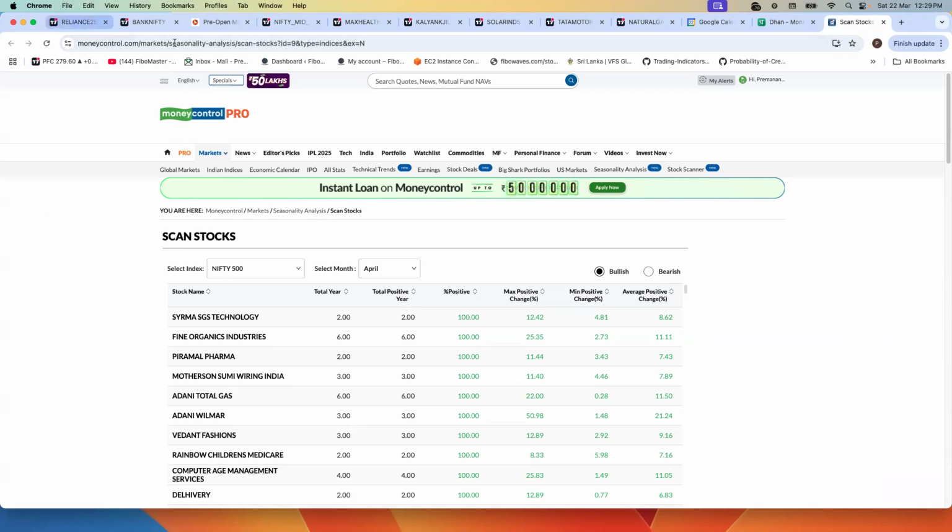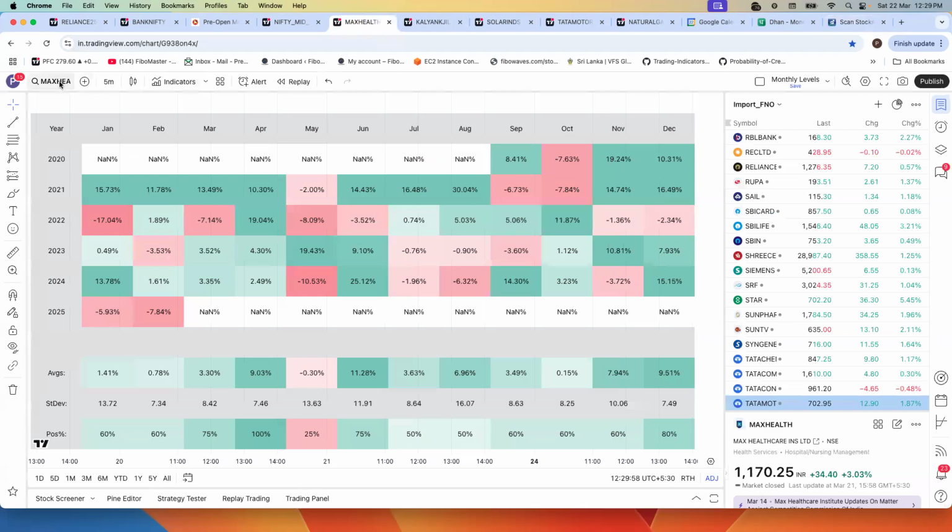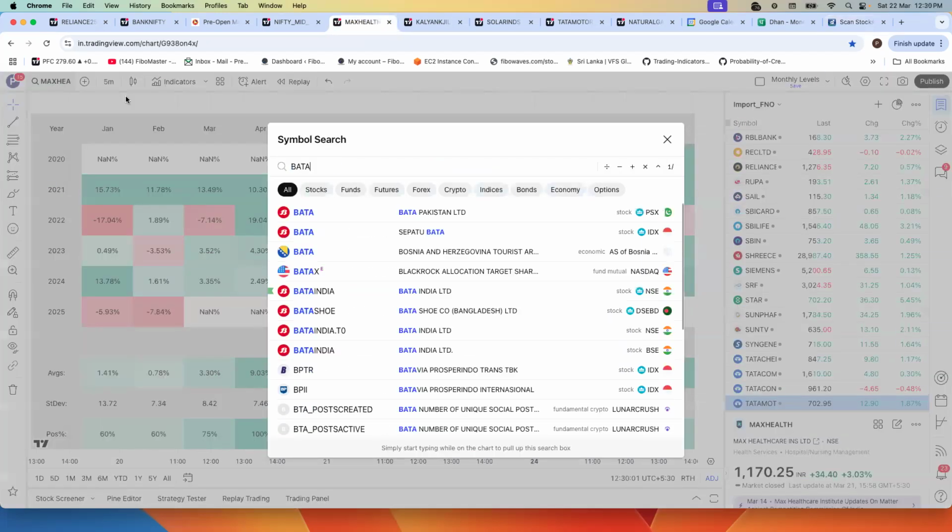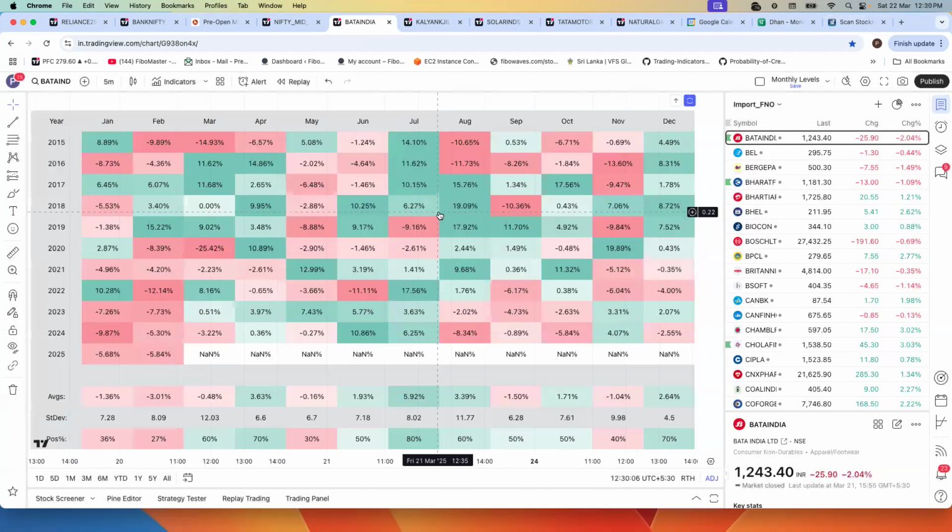If you want to see Bata, Bata is also a good stock which can go up, correct? That's what you said. Bata India, 70% on the April side is good, but you see July, 80%. It used to be April and July. This is how you have to work on the scripts. This will help you in streamlining your trades.